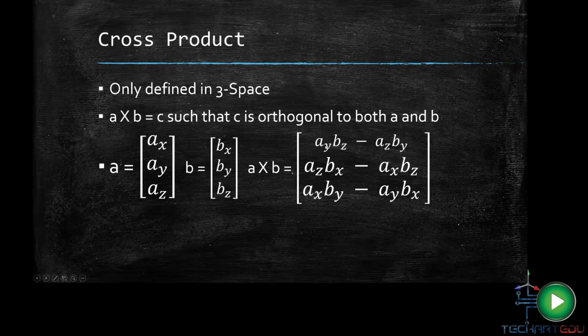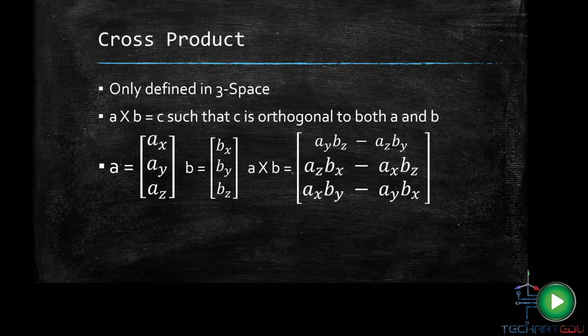So when you follow this formula, and this is a little bit of a nutty formula, the first component is AY times BZ minus AZ times BY. The second component is AZ times BX minus AX times BZ. And the third component is AX times BY minus AY times BX. When you create that, it creates a resulting vector that is orthogonal to both A and B. What does orthogonal mean?